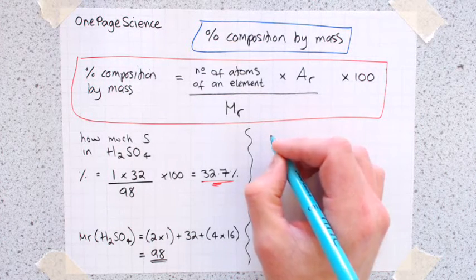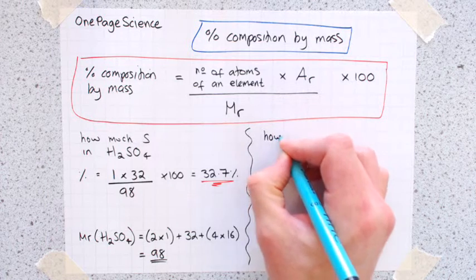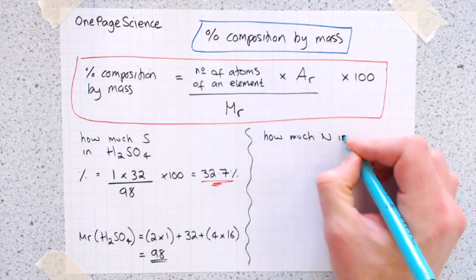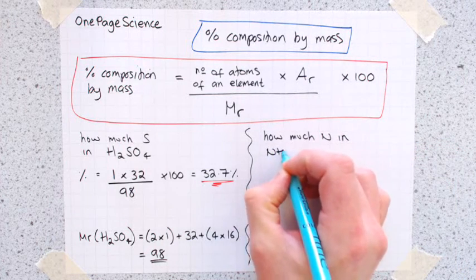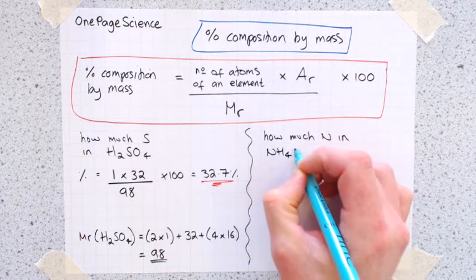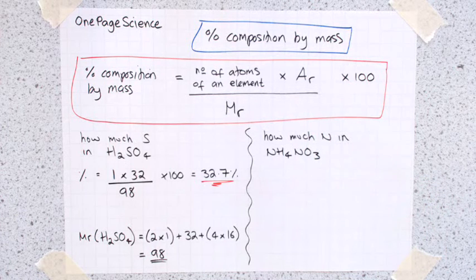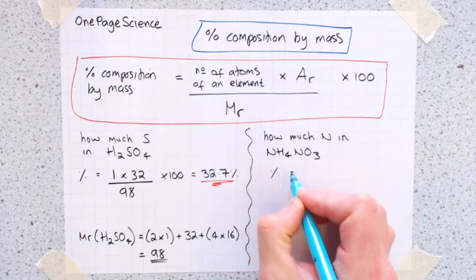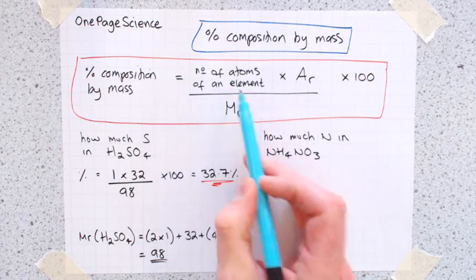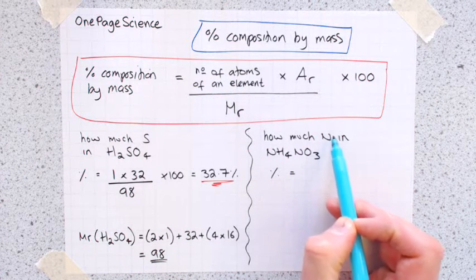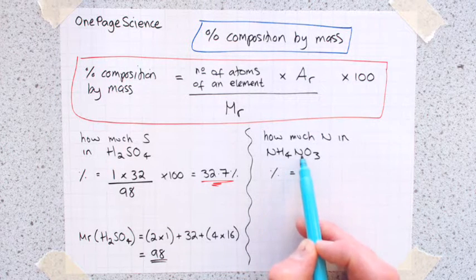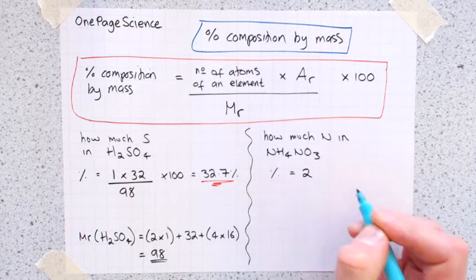Let's do how much nitrogen in, let's take something like ammonium nitrate, so NH4NO3. So same as before. Percentage equals the number of atoms of an element. So we're interested in nitrogen this time. Now I picked this one because sometimes they're not always together. There's 1 nitrogen there and there's 1 nitrogen there. So the number of nitrogens in this molecule is 2.